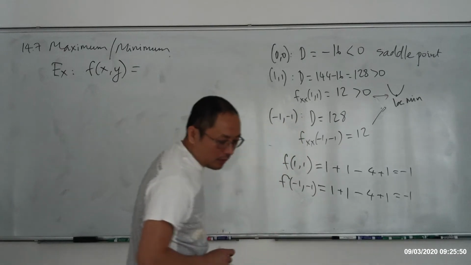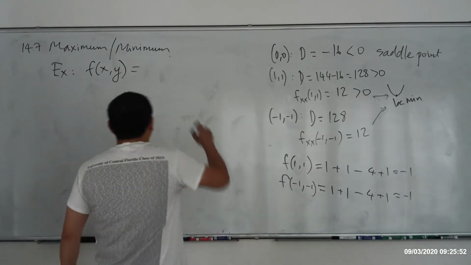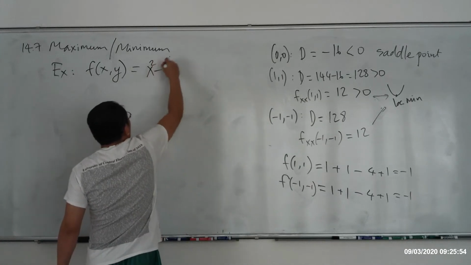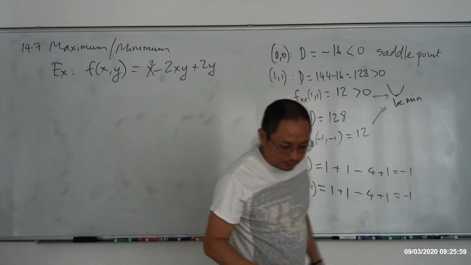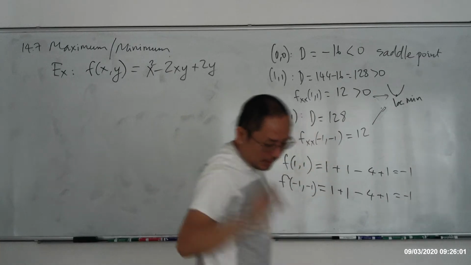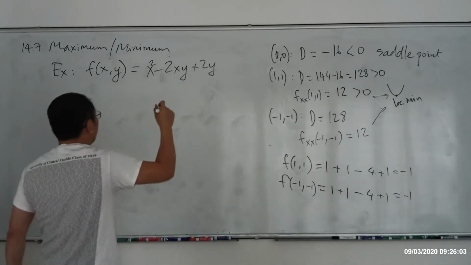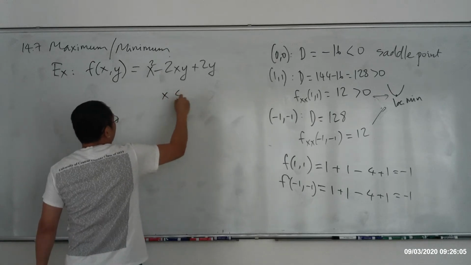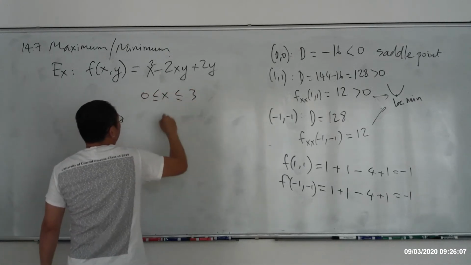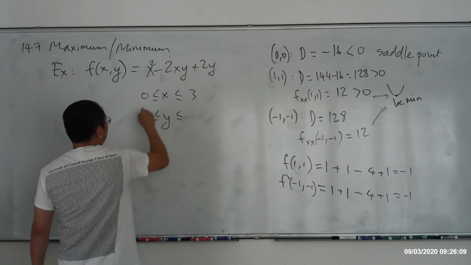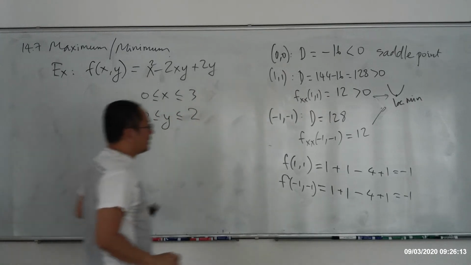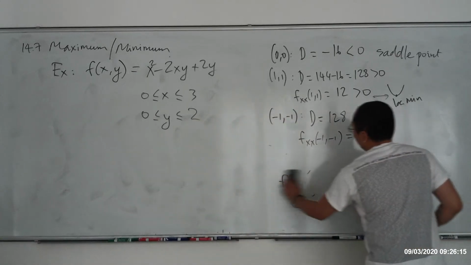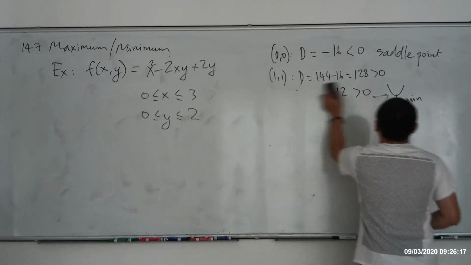f(x, y) equals x squared minus 2xy plus 2y. And now they give you the conditions for x and y. x is somewhere between 0 and 3, and y is somewhere between 0 and 2. Before solving this, let me try to sketch a graph. I don't know the graph yet, but just roughly.